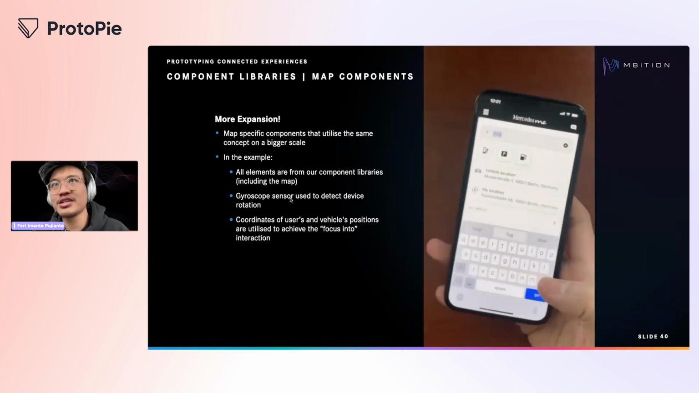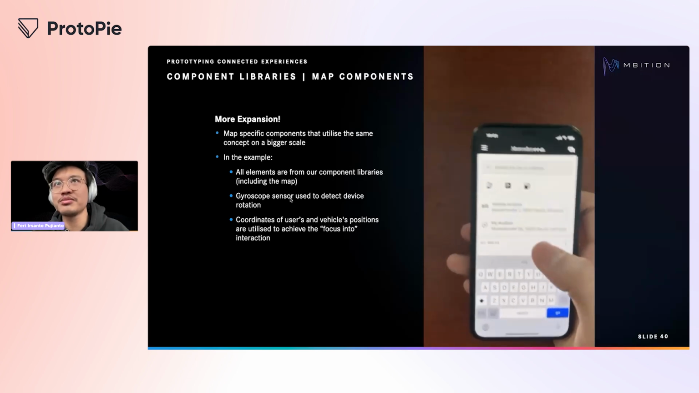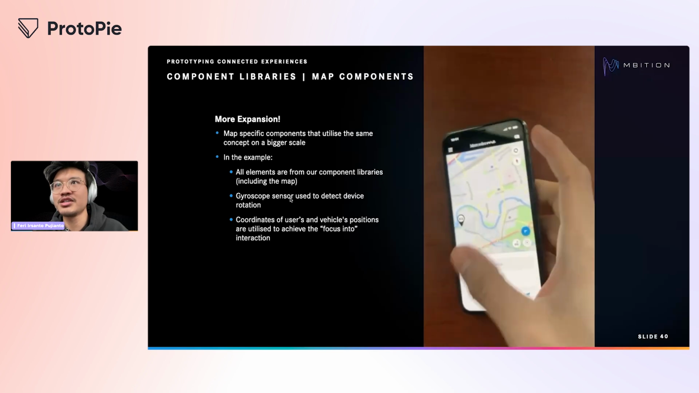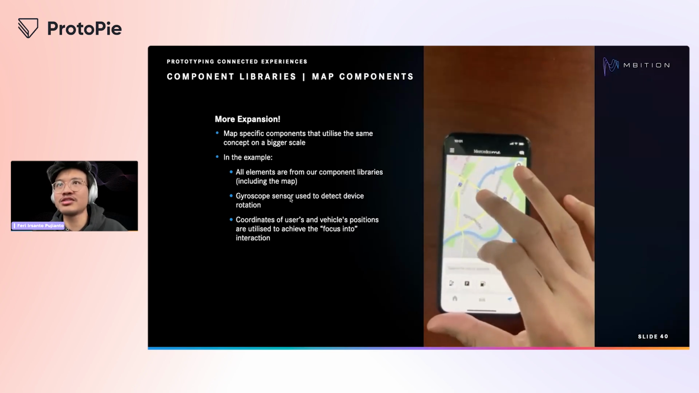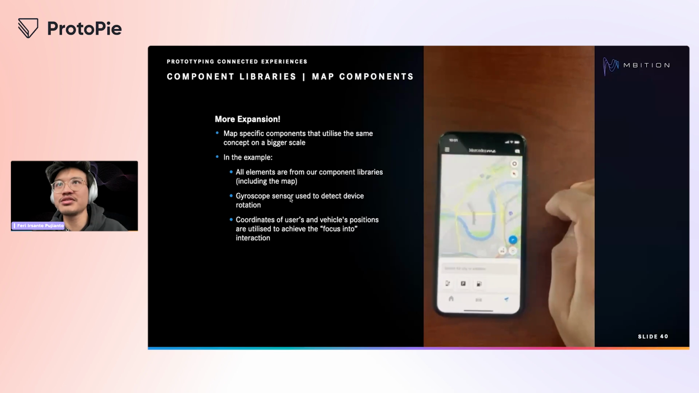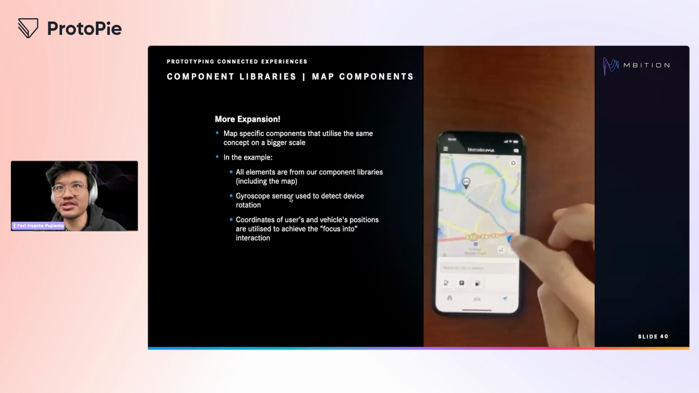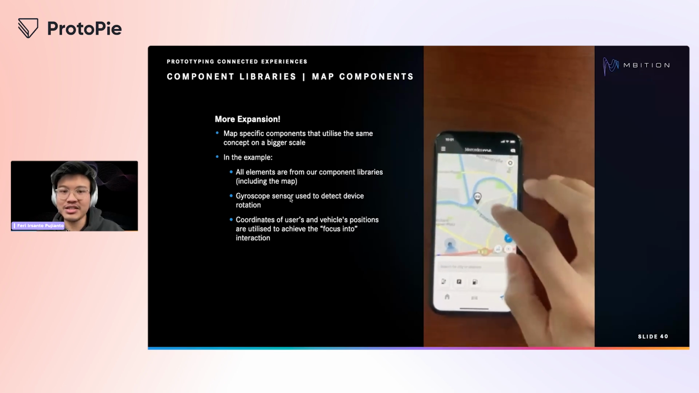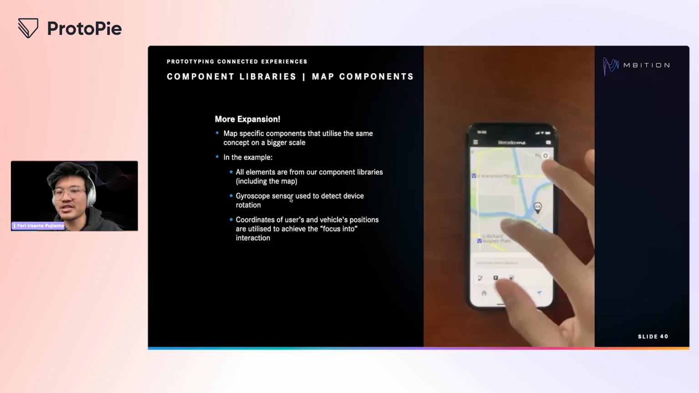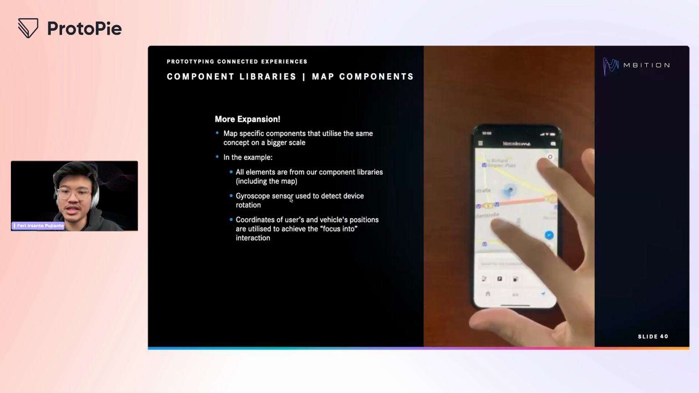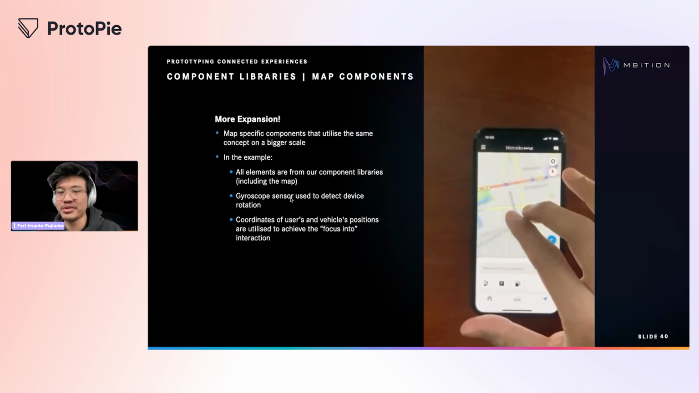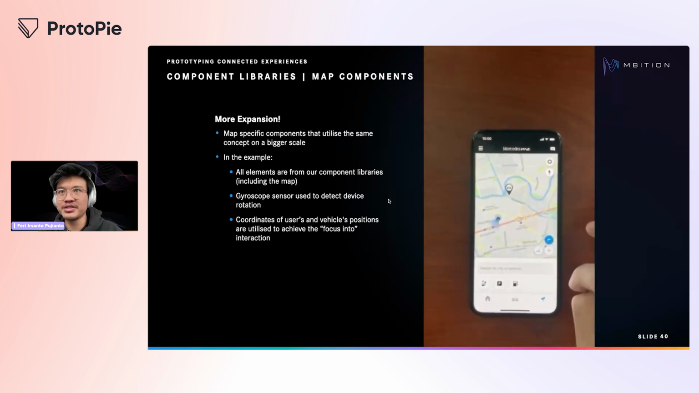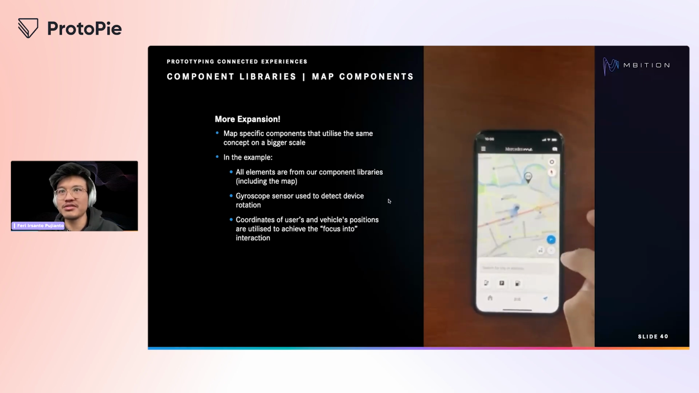You also see here the text input component is applied to search for addresses. And you would also see on the top right, the compass component rotates itself based on the map's rotation. What's interesting here, you see coordinates of the user's and vehicle's position are also stored in a variable to create this focusing animation. This is regardless of where you are in the map. You would always focus on the vehicle or the user.